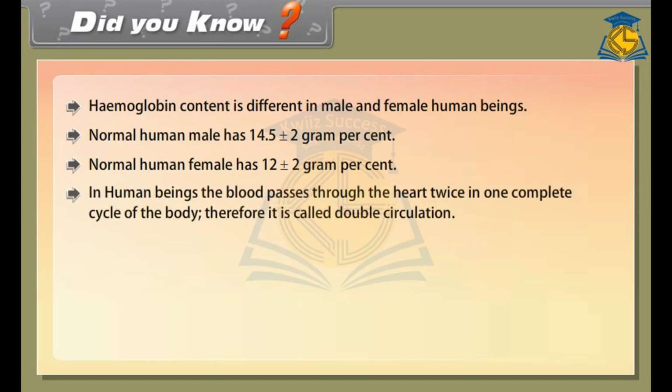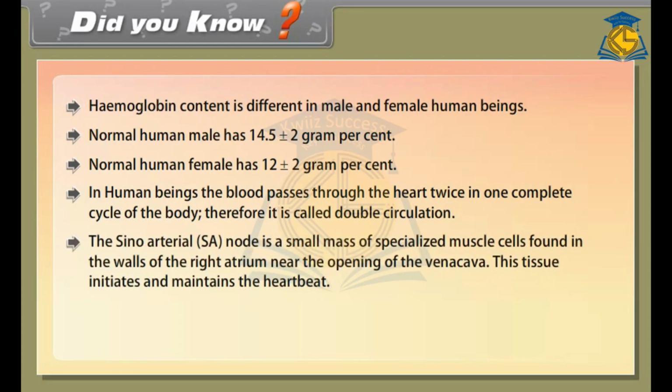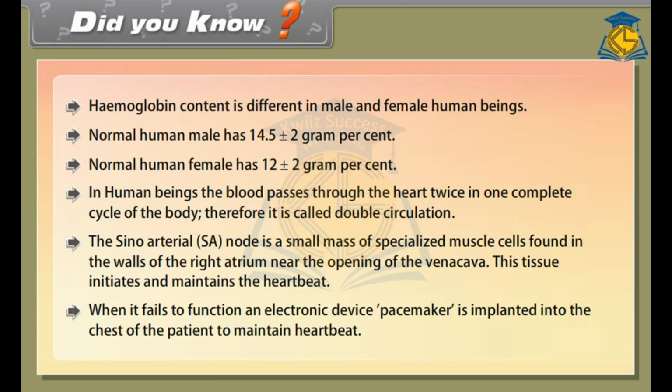In human beings, the blood passes through the heart twice in one complete cycle of the body. Therefore, it is called double circulation. The sinoatrial SA node is a small mass of specialized muscle cells found in the walls of the right atrium near the opening of the vena cava. This tissue initiates and maintains the heartbeat. When it fails to function, an electronic device, a pacemaker, is implanted into the chest of the patient to maintain the heartbeat.